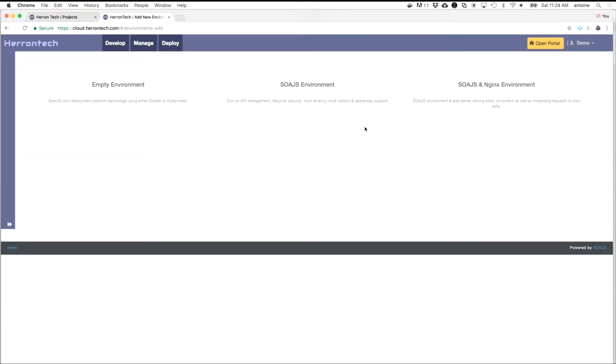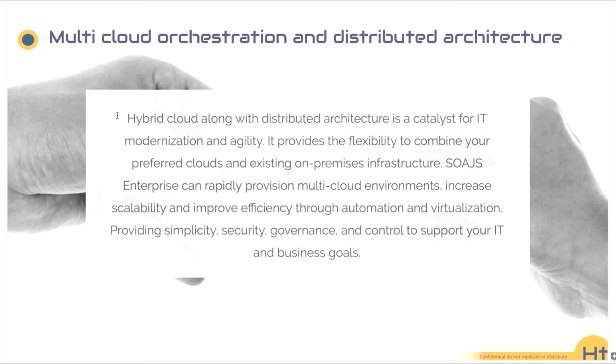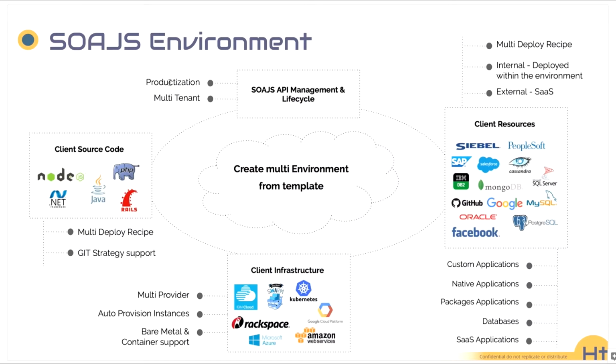So, what is a templated environment? Let me show you what we mean by that. A SOAJS environment consists of multiple pillars combined together in a way to empower you with a click of a button to provision complex cloud environments. An environment consists of source code, repositories, technologies, and resources. You can decide which repositories to deploy in this environment, and it doesn't matter what technology has been used.